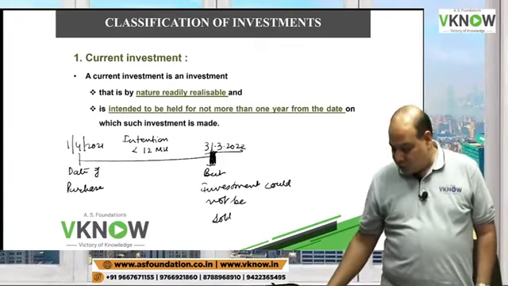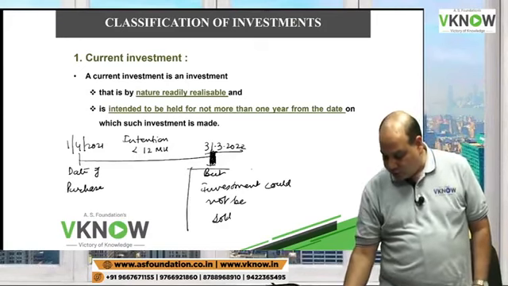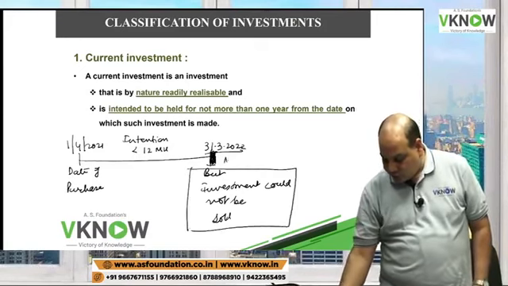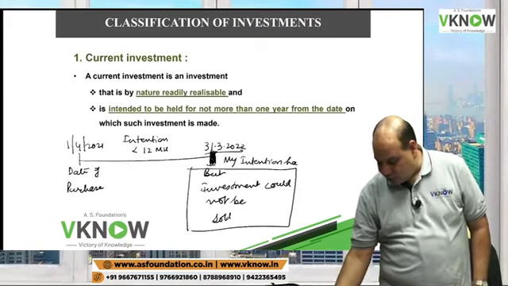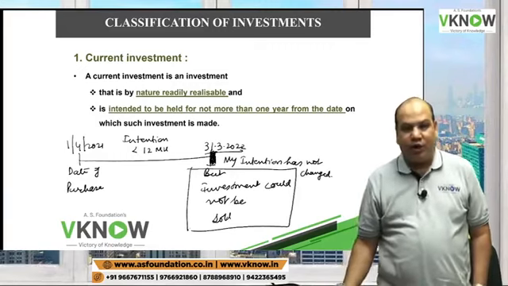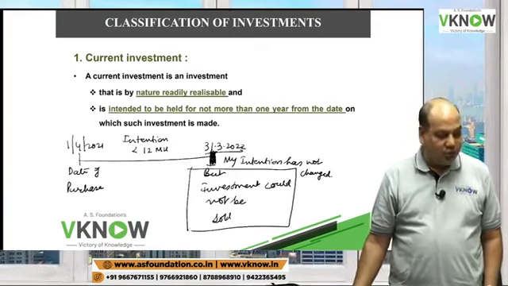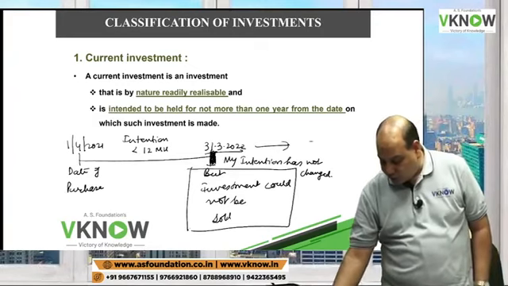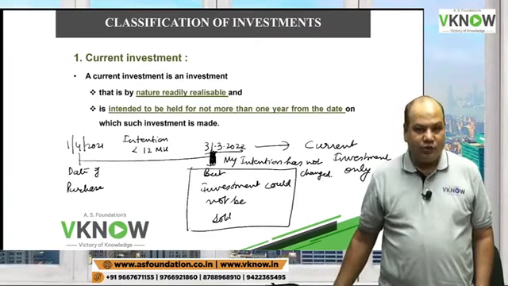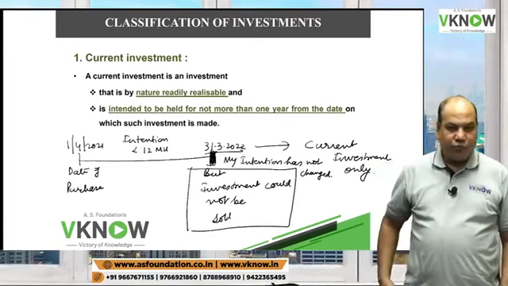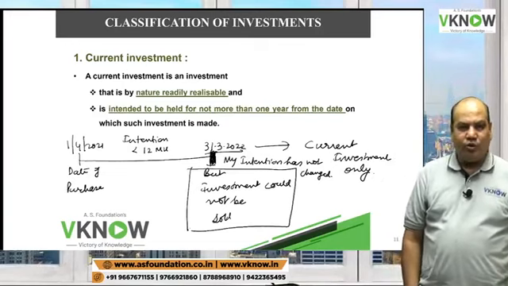So I will give you two options. I tried to sell, but I could not sell. My intention continues. My intention has not changed. My intention is to sell it, but I am not able to sell it for any reason. So I am still going to classify it as a current investment only, because my intention has not changed. For some reasons we could not sell it.